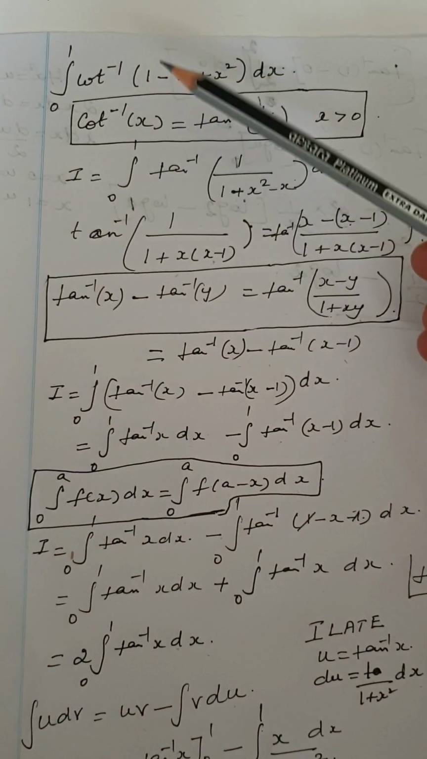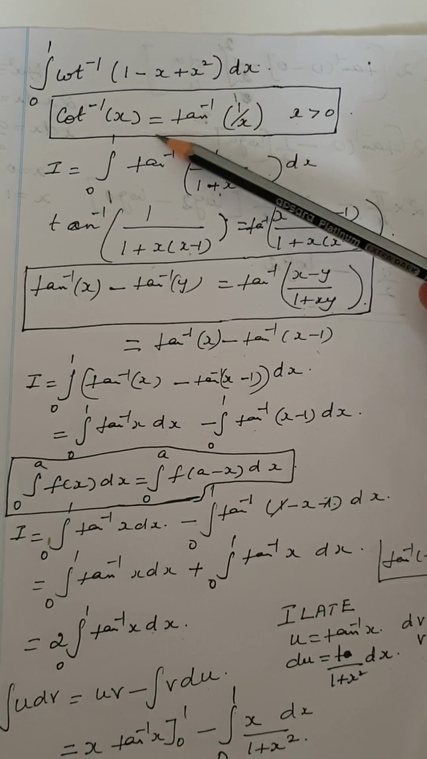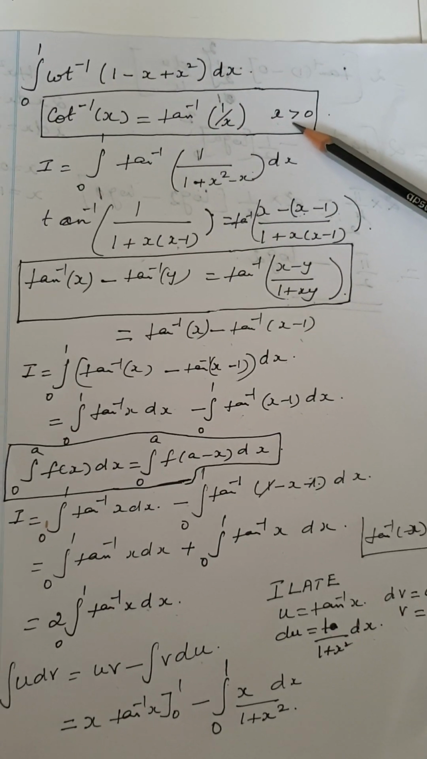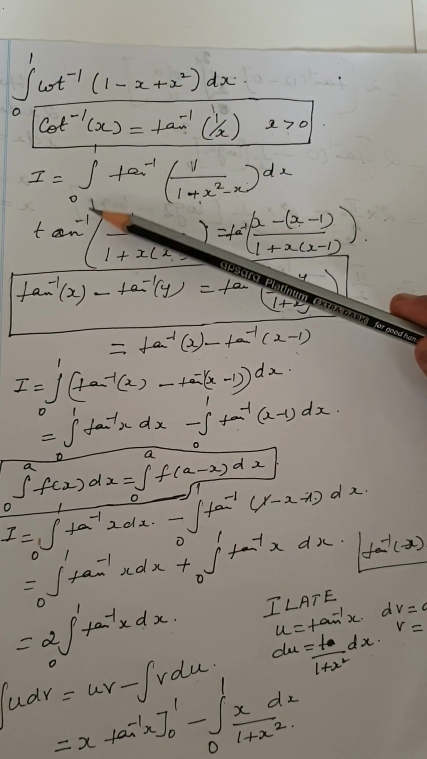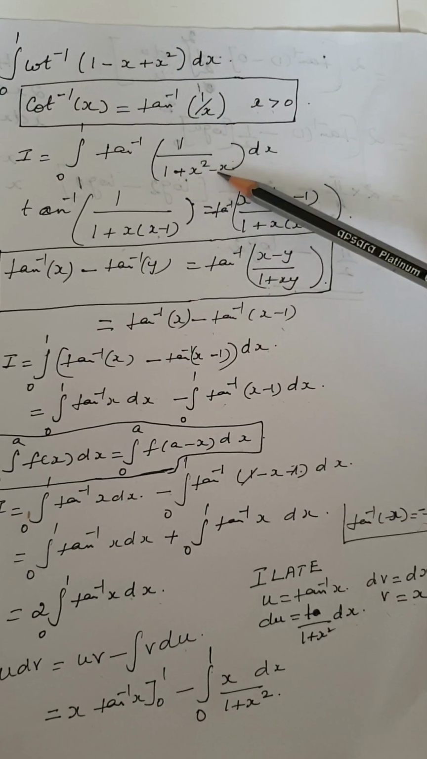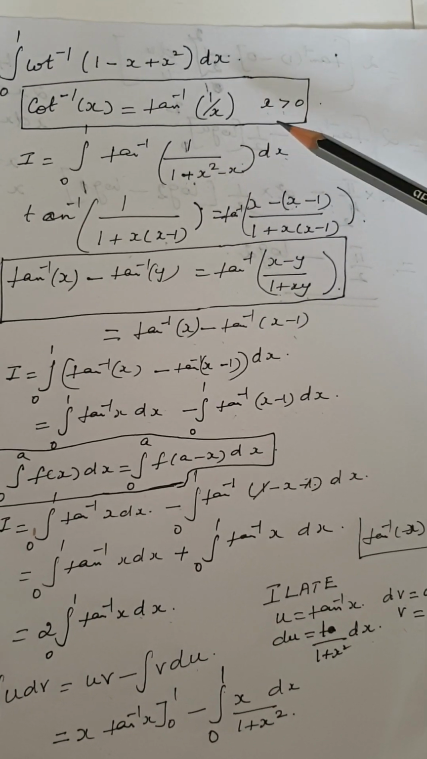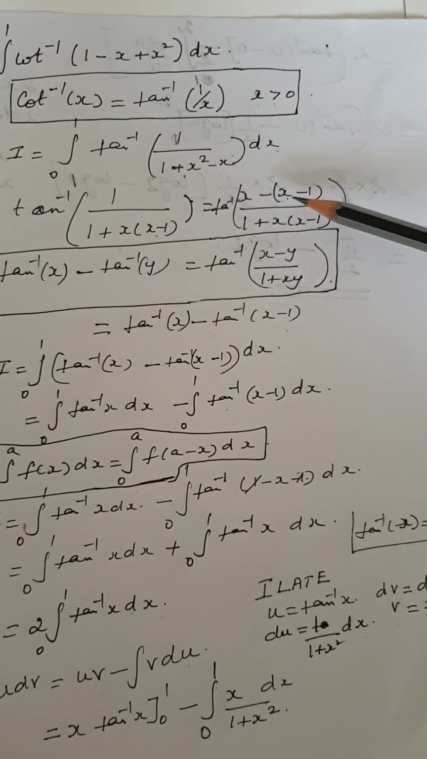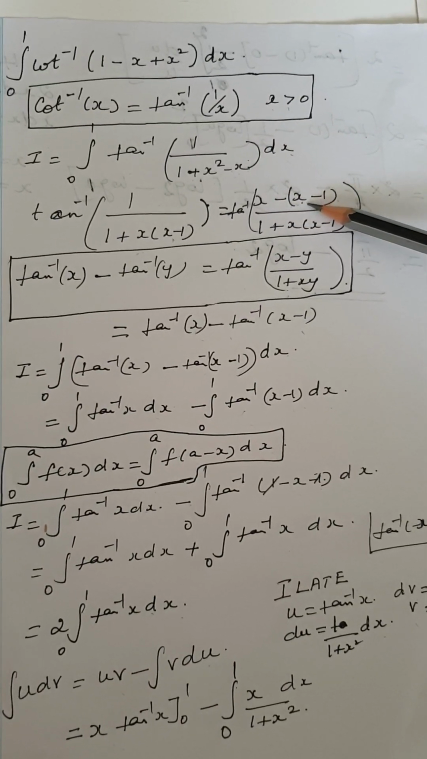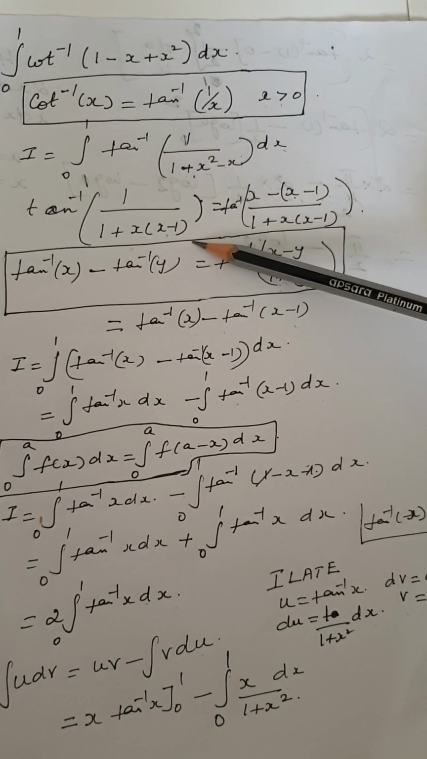Integrate 0 to 1 cot inverse of 1 minus x plus x squared dx. We have one formula: cot inverse of x is equal to tan inverse of 1 by x, where x is greater than 0. So let I equal 0 to 1 cot inverse, which you can write as tan inverse of 1 by 1 minus x plus x squared dx. The numerator 1 can be written as x minus (x minus 1), adding and subtracting x, and in the denominator when you take x common it will be x into (x minus 1).